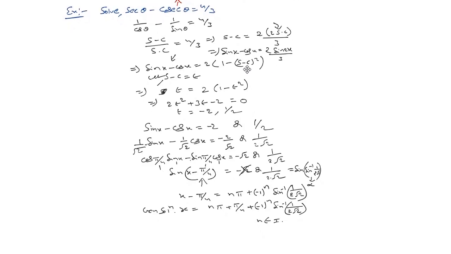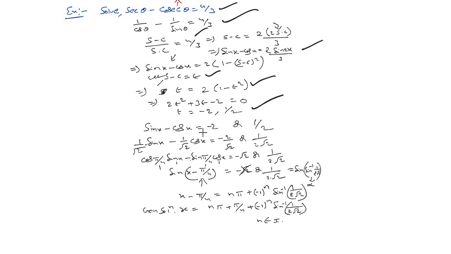So this is the example problem. You can see here I need to solve this. For that I have converted secant as 1 by cos, cosecant as 1 by sin. After that I have taken LCM. So sin minus cos, I got 2 times sin 2x divided by 3. Here to proceed I have to convert sin 2x like this. Then I can take sin minus cos as t. I can convert the trigonometric equation as a quadratic equation. Then the t value I will get is negative 2 or 1 by 2.